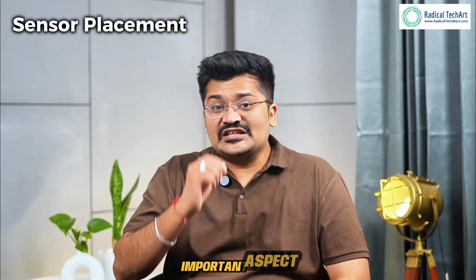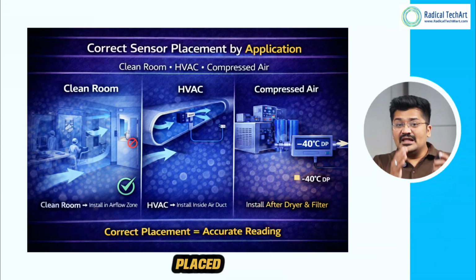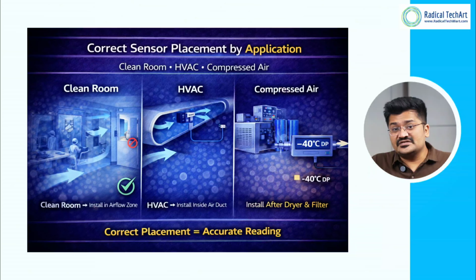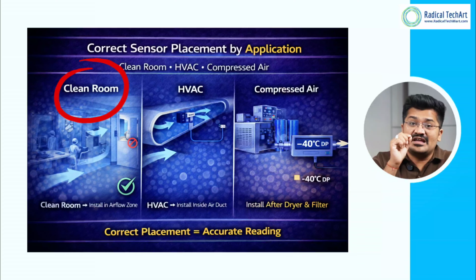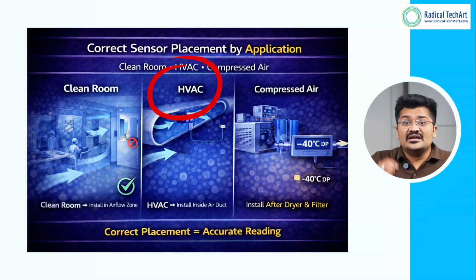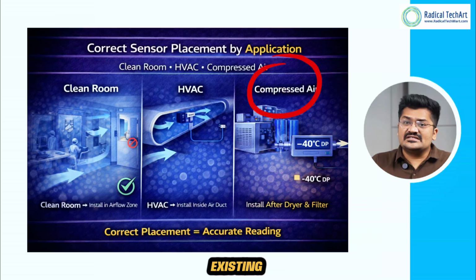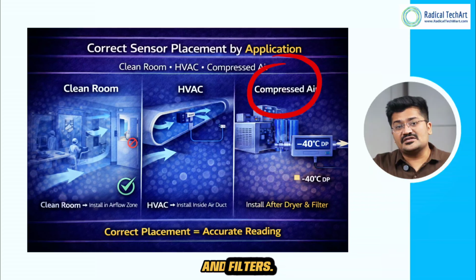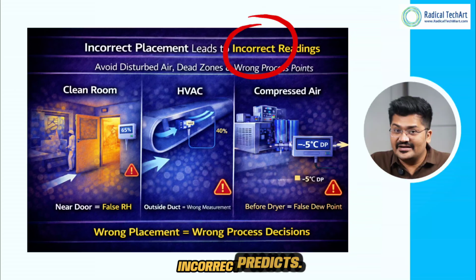Another very important aspect of humidity measurement is sensor placement. The sensor must be placed where it can measure representative air conditions. For example, in clean rooms, sensors should be placed in airflow areas, not near the doors. While in HVAC ducts, the sensor must be installed inside the air ducts. And in compressed air systems, the dew point sensor must be installed after dryers and filters. Incorrect sensor placement can lead to incorrect readings.